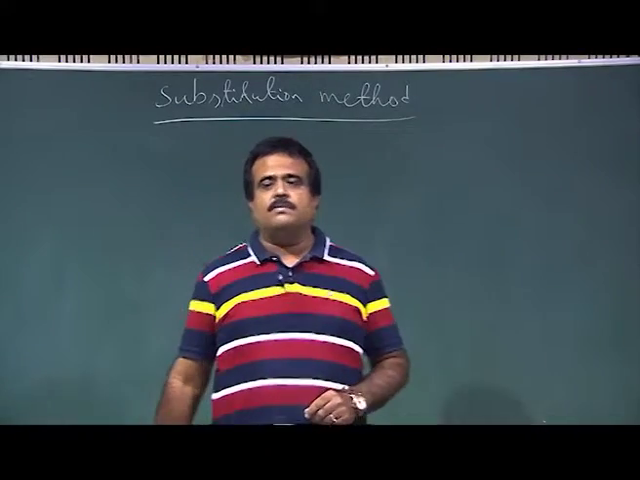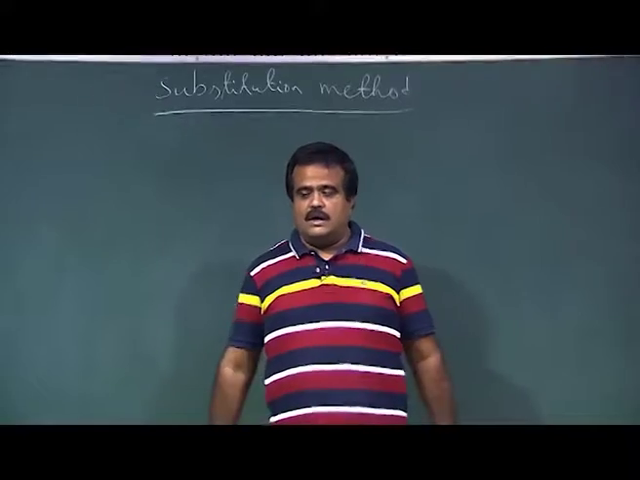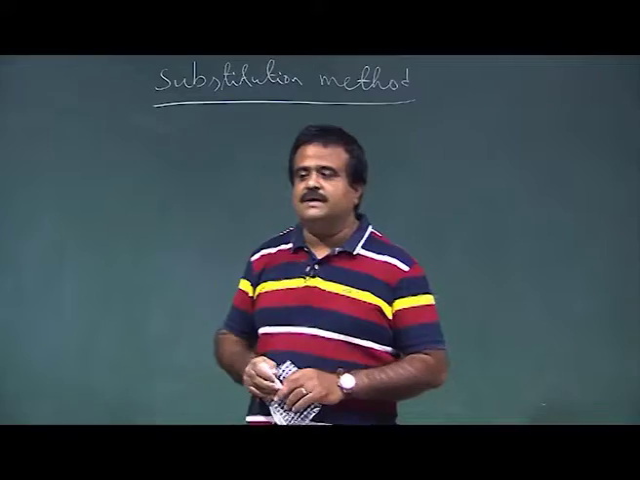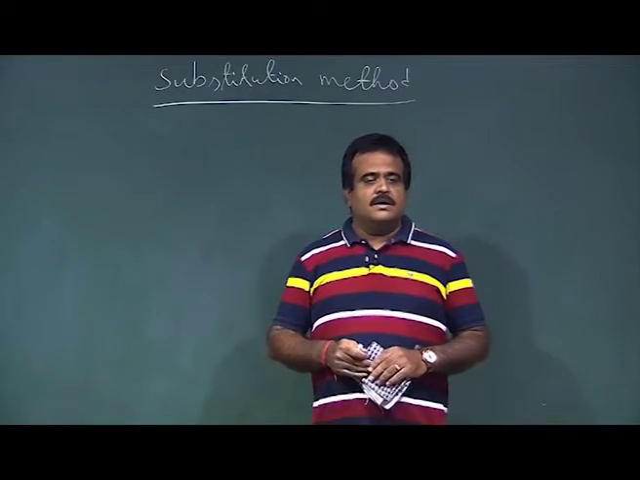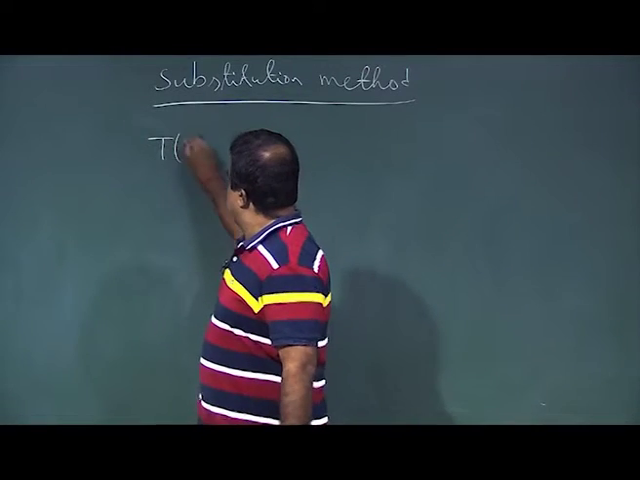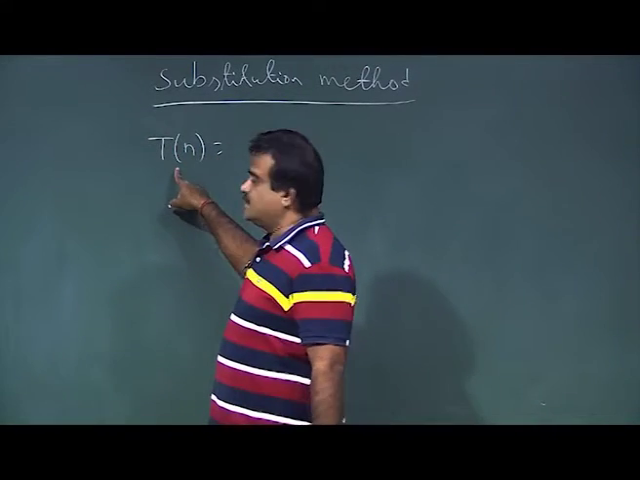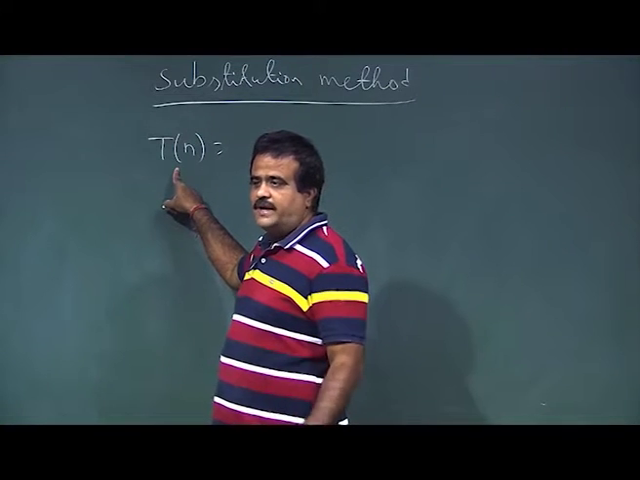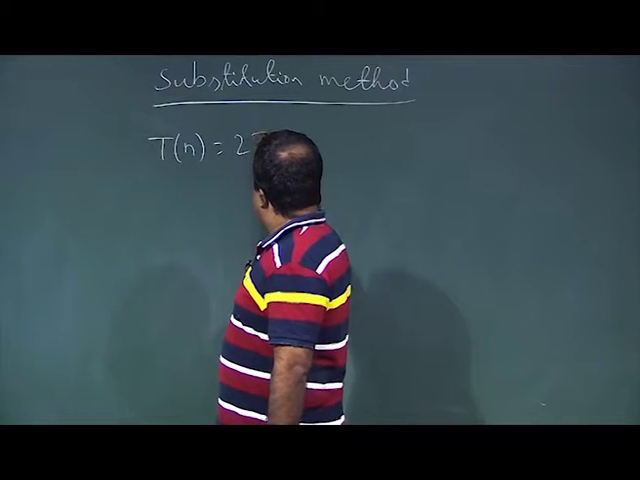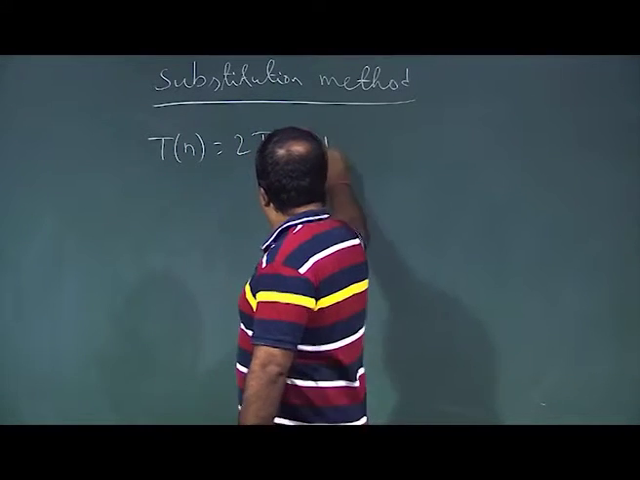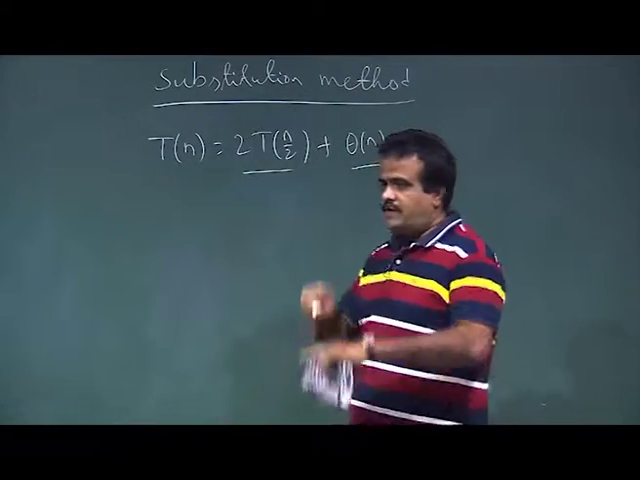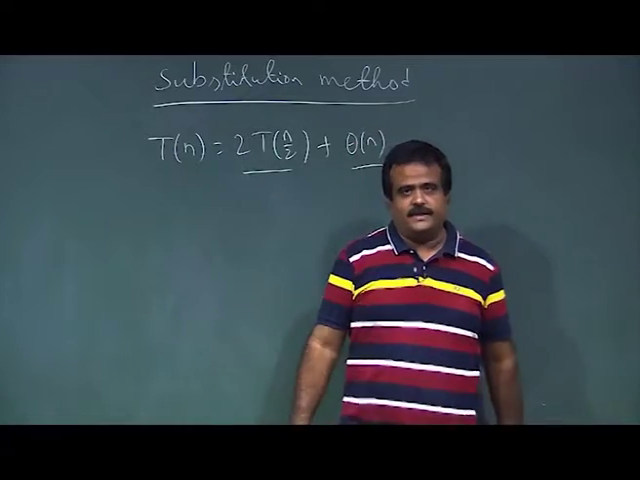Okay, so we talk about the substitution method. This is a method to solve a recurrence. We have seen a recurrence which we obtain from merge sort, where we saw the time complexity of merge sort. If we want to sort an array of size n, then the recurrence we got is T(n) = 2T(n/2) + theta(n). So this is the merge cost, and this is the cost for recursively solving two subarrays.